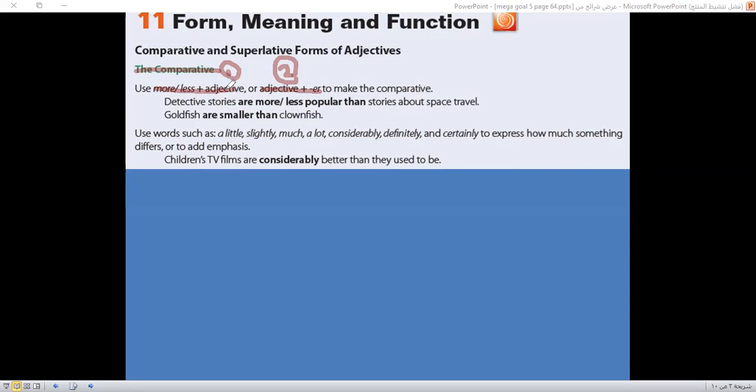If I have what? Long adjective. Yes, more. Very good. Long adjectives, and adjectives with er like cleaner, smarter, prettier. Short adjectives. Yes, short adjective. Very good.